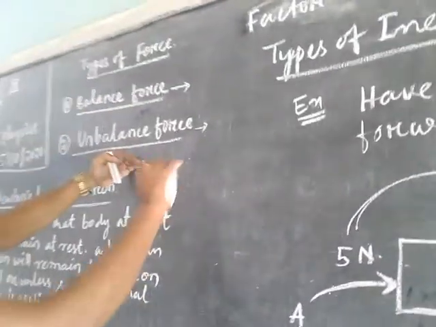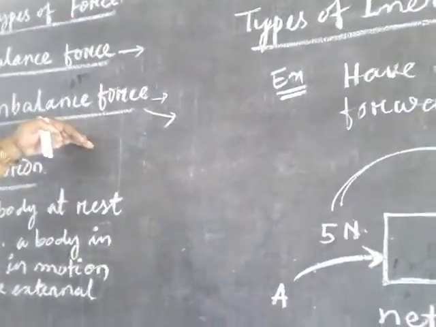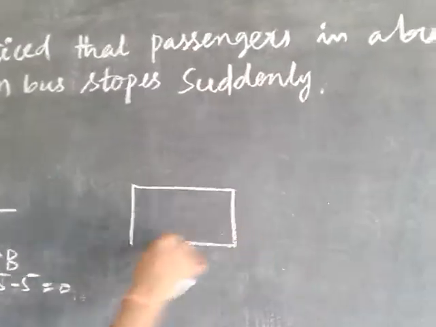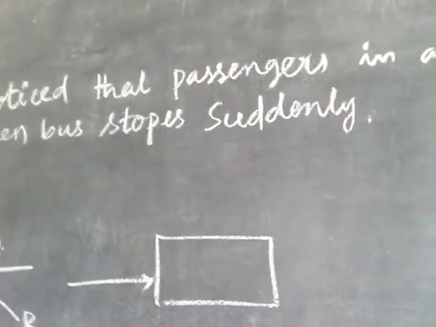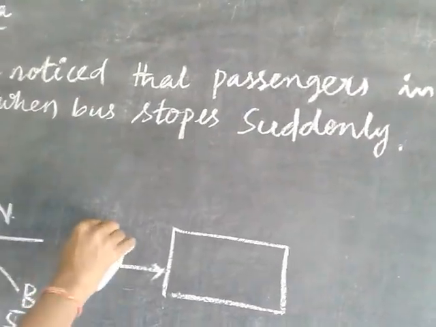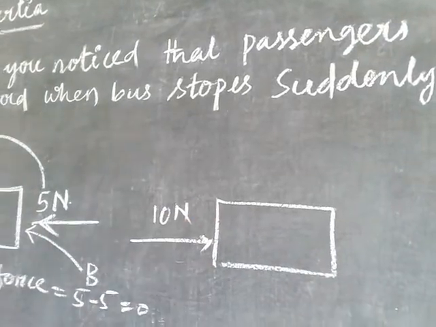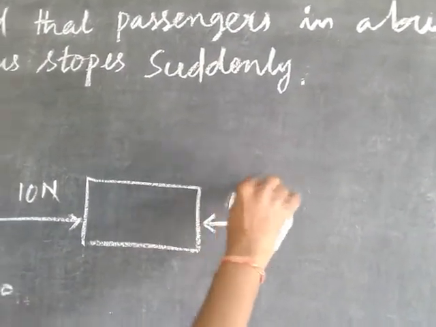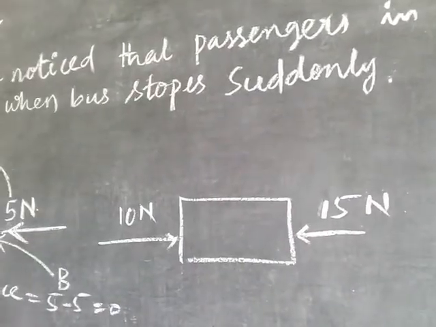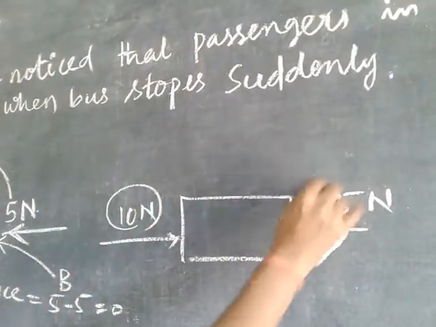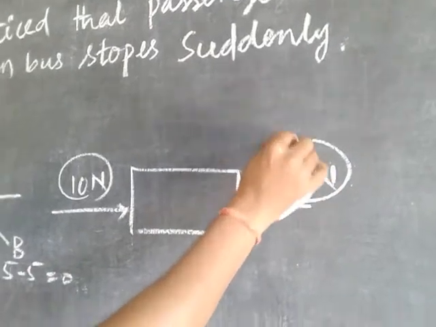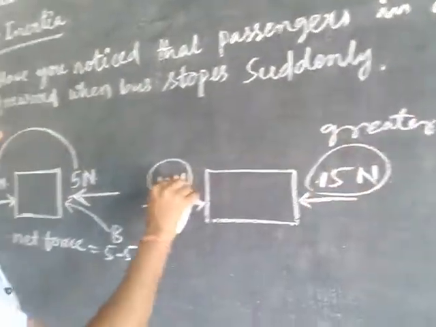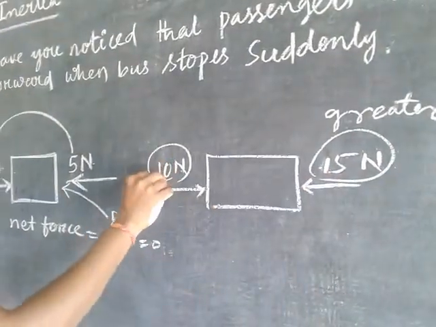And the other is unbalanced force. What does unbalanced force mean? Suppose the body is here, and in this direction suppose a 10 Newton force is applied, and in this direction suppose a 15 Newton force is applied. So just compare these two forces. That means this force is greater than this force. This is 15 Newton, this is 10 Newton.